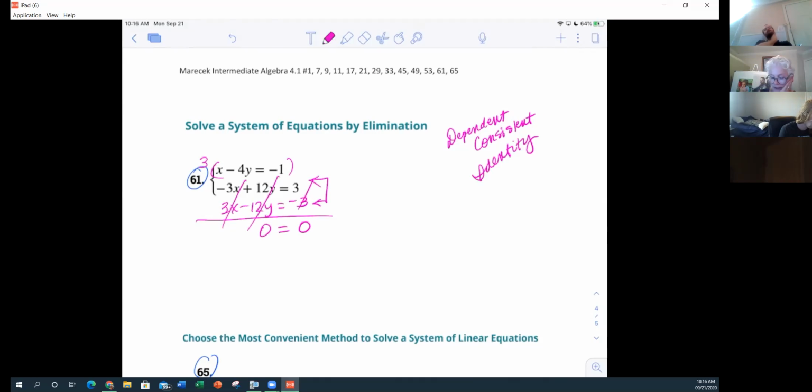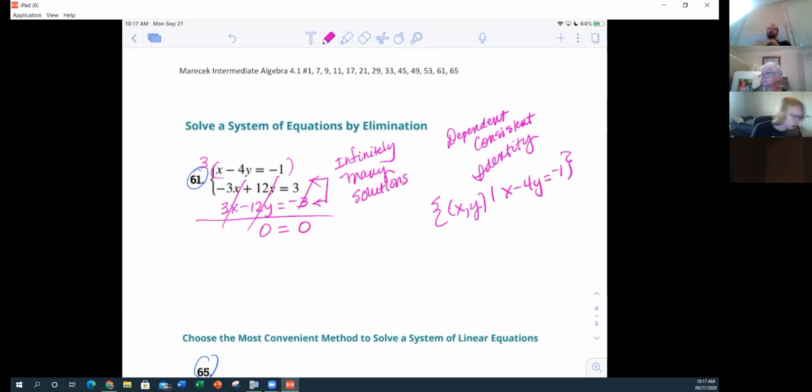And what would the solution to that be? Well, infinite solutions. It's the same line. Infinitely many solutions, right? Infinitely many. But then to actually state the solution, you need to put x, y such that, and then you could pick either one of the equations, x minus 4y equals -1. That would be the actual solution.